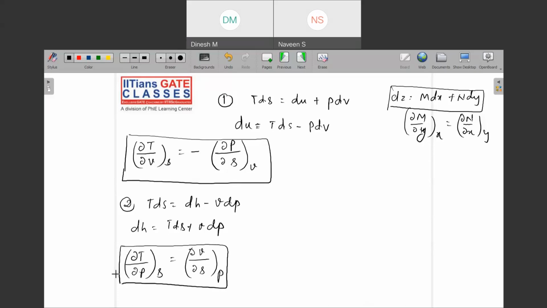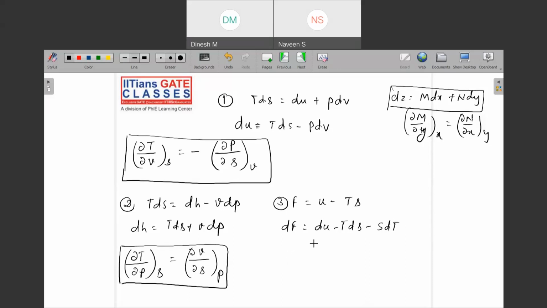And where do we get the third and fourth? Just now we have seen the Gibbs function and Helmholtz function. The Helmholtz function was F is equal to U minus Ts. Take the differential of this one. Then what you can write is dF is equal to dU minus TdS minus S dT.